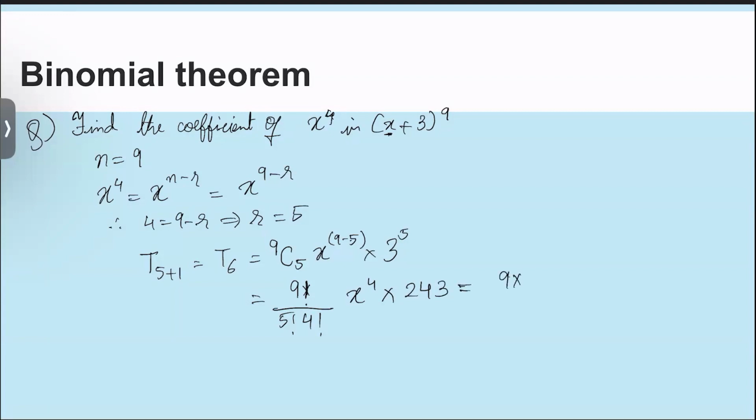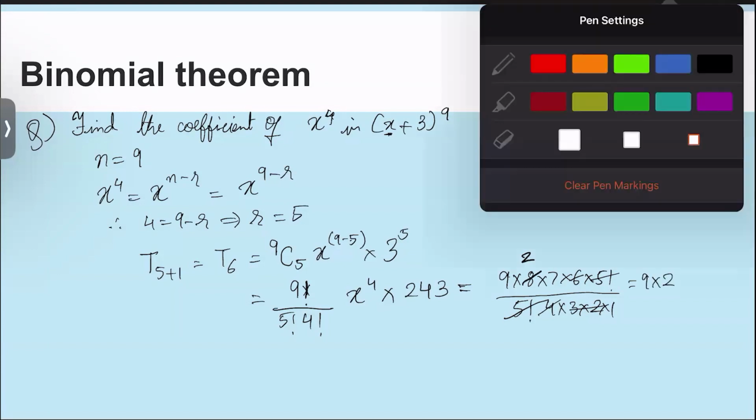So this becomes 9 into 8 into 7 into 6 into 5 factorial. You can cancel out your 5 factorial, and 4 into 3 into 2 into 1 is your 4 factorial. The 4, 3 into 2, and 6 cancel, so what you are left with is 9 into 2. Oh, sorry.